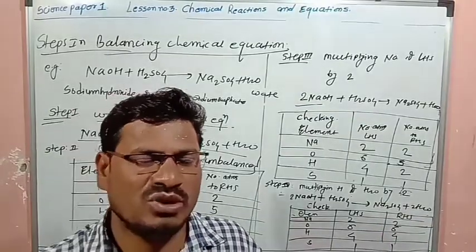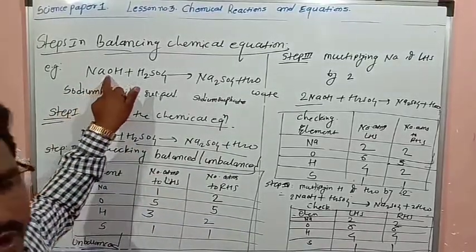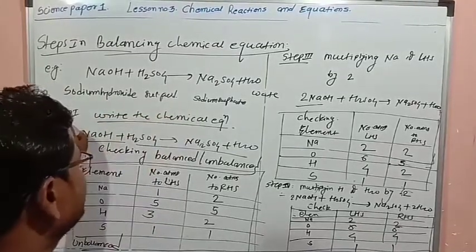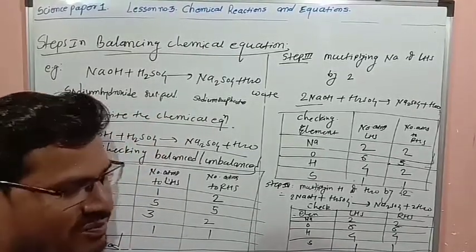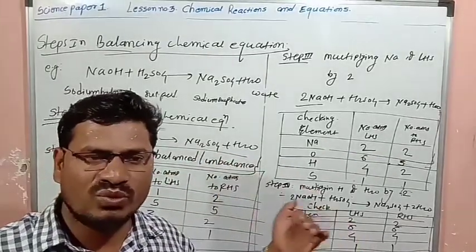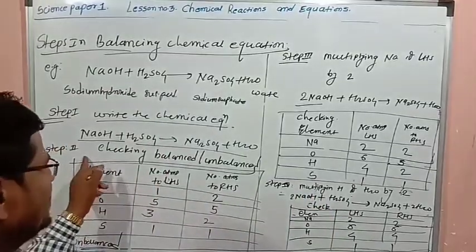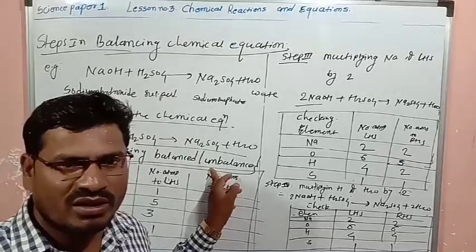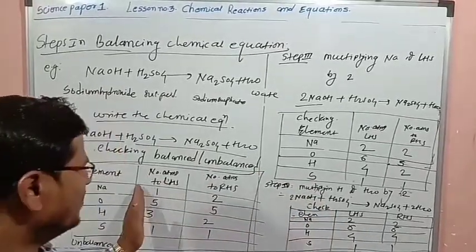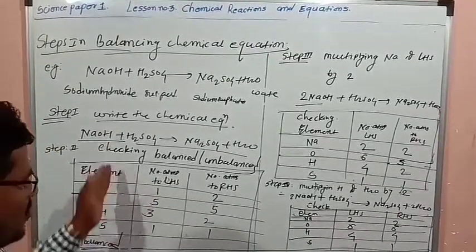So which steps we have followed, one more time we'll take. In the first step, the given chemical equation you have to write as it is. Suppose a word equation is given, you have to write it as a chemical equation. Then the second step: you have to check whether the given chemical equation is balanced or unbalanced. For this, you have to make one table.